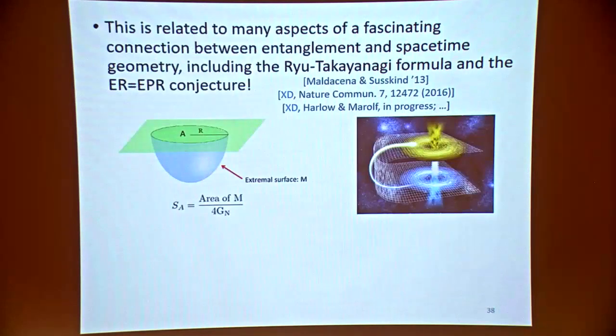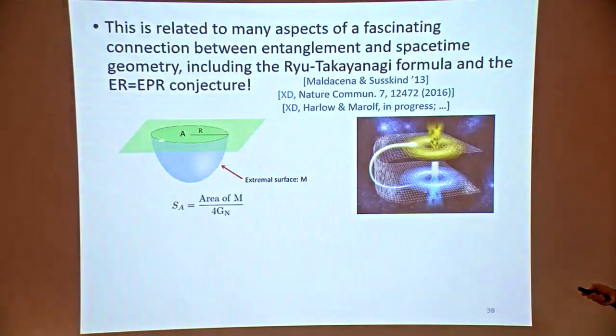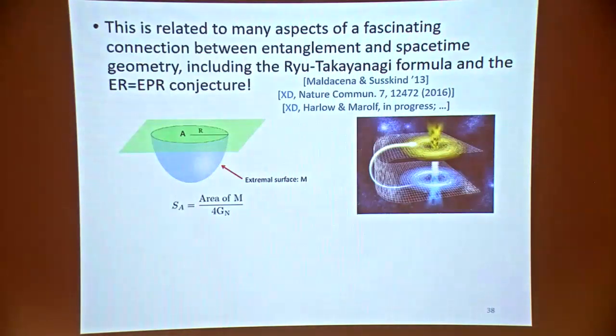This is actually related to many aspects of a very fascinating connection between quantum entanglement and space-time geometry. And this includes, for example, the so-called Ryu-Takayanagi formula. It simply says that in the context of holography, the entanglement entropy of a subregion is described by the area of a minimal surface in the bulk, in the dual space-time. It's also related to the so-called ER equals EPR conjecture, which translates into the statement that wormhole is equal to entanglement.